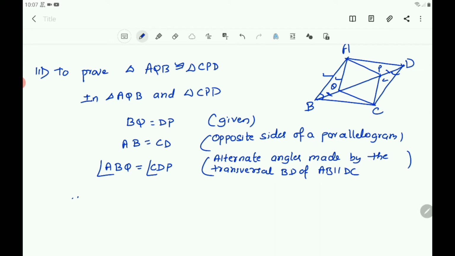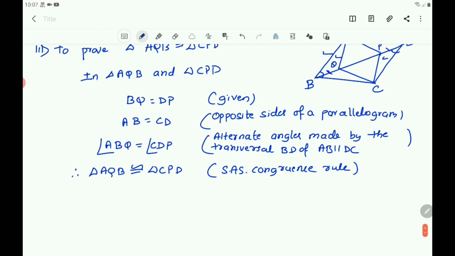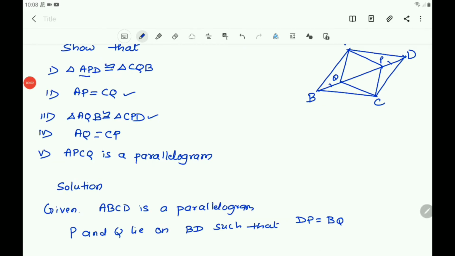triangle CPD. Therefore triangle AQB is congruent to triangle CPD. Same congruence rule, that is SAS congruence rule. Here you proved the third one. Next we have to prove that AQ equals CP. As you proved triangle AQB is congruent to triangle CPD, AQ and CP are the corresponding sides of these two triangles. Directly you can write AQ equals CP.